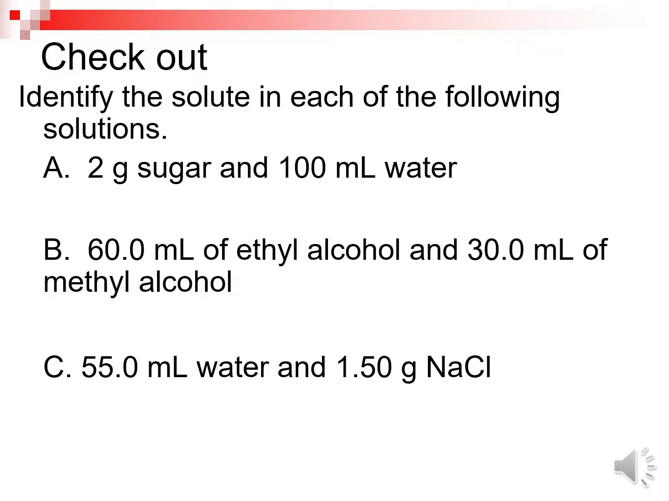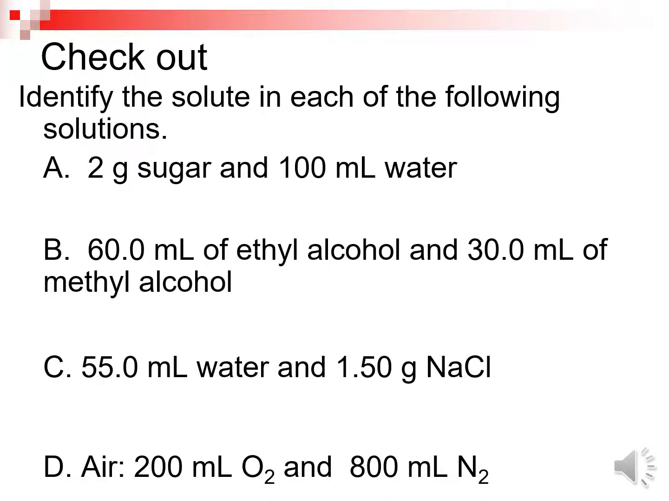And so the 2 grams of sugar would be less than 100 milliliters of water, so sugar would be the solute. 30 milliliters of methyl alcohol would be dissolved in 60 milliliters of ethyl alcohol, so methyl alcohol would be the solute. 1.5 grams of sodium chloride dissolved in 55 milliliters of water, so the sodium chloride is the solute. In the case of air, 200 milliliters of oxygen dissolved in 800 milliliters of nitrogen. That makes oxygen the solute.